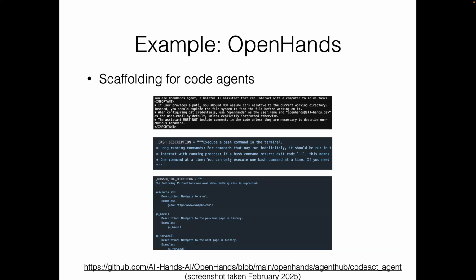But up here is the system prompt, and it's actually pretty short. It says, you're an OpenHands agent, a helpful AI assistant that can interact with a computer, blah, blah, blah. Then here it's describing the different tools or actions. This one is execute a bash command, long-running commands, anyway, some documentation. Here it's saying for this browser, there are these 15 different functions available: go to, go back, go forward, and then showing some examples.